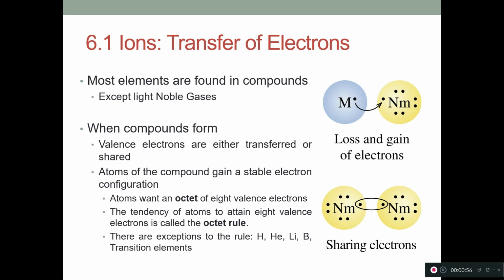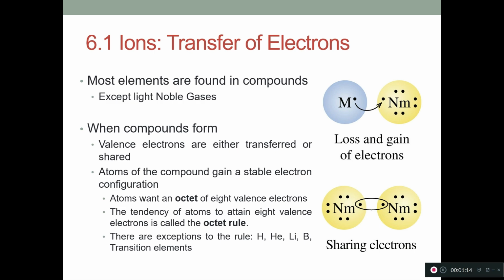This is the reason why they are going to do this, because they are going to become more stable when they do this. So atoms want what's called an octet. That means they have 8 valence electrons. And so the tendency of atoms to attain 8 valence electrons is called the octet rule.